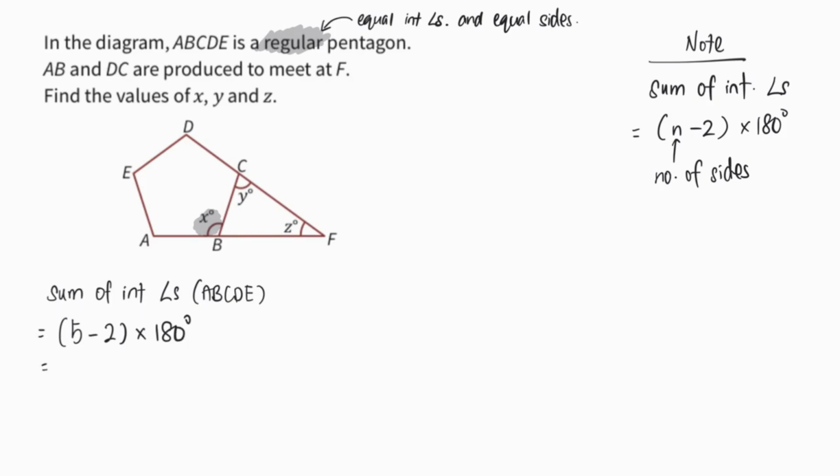This will give me 540. And therefore, I will be able to get my x, because x is one of the 5 interior angles. And all the interior angles are the same. So I just need to divide by 5. I will get 108.